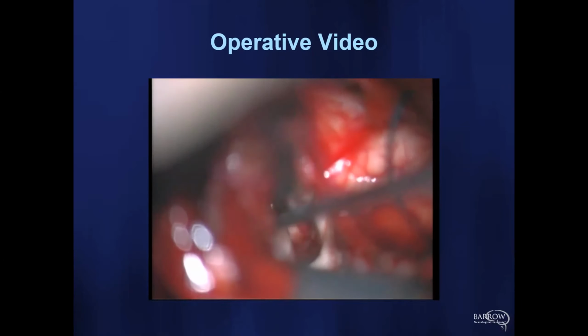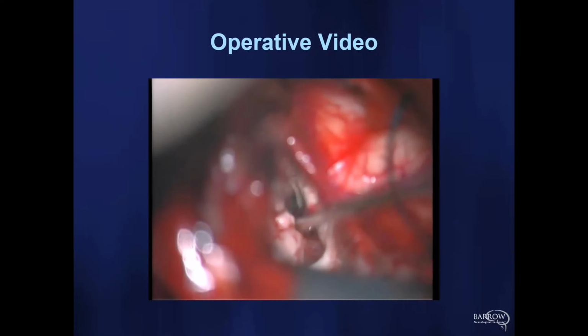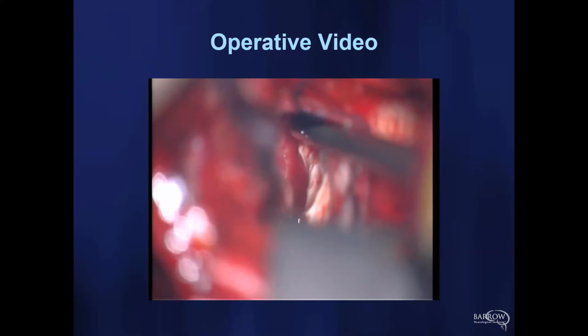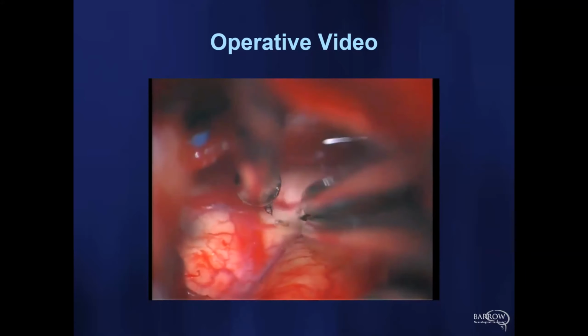Now this is really important. You're in the temporal horn of the ventricle, and that's what gives you the anatomy. You really follow the choroid plexus and always stay below it. This is showing opening up underneath.